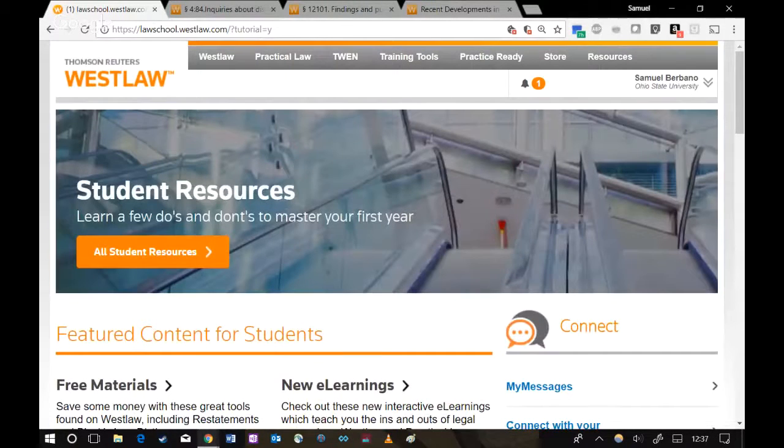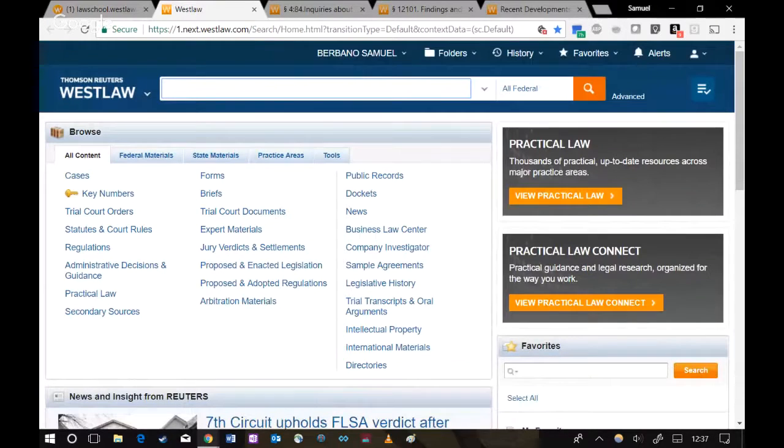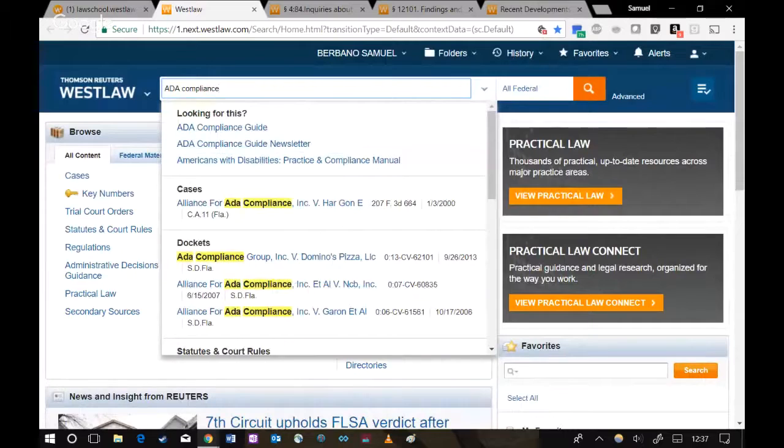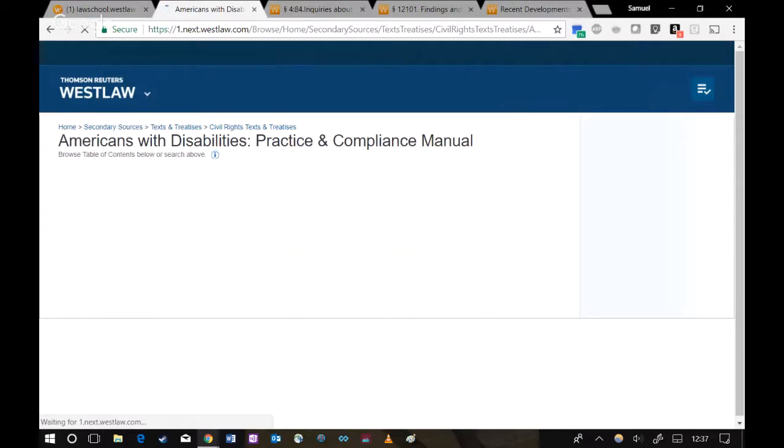Tomorrow, Professor Gordon's class is discussing accommodation of service animals under the ADA. And to do that, we'll start our research in Westlaw. We'll review starting with secondary sources as a great way to start your research, because if you type in ADA compliance, you'll see how Westlaw is already suggesting great guides, secondary sources, practice and compliance manuals like this one here that can jumpstart our research.